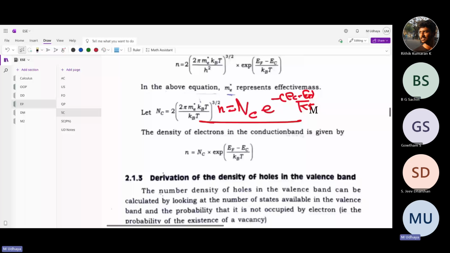So what happens? NC into E power minus of EC minus EF by KT. Okay, is everyone clear with this? Can I have a response from everyone?